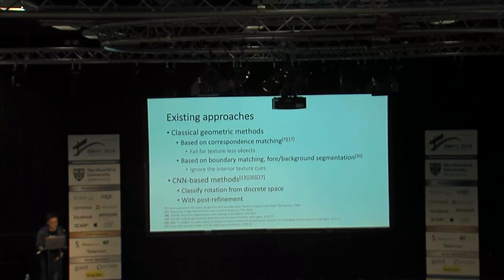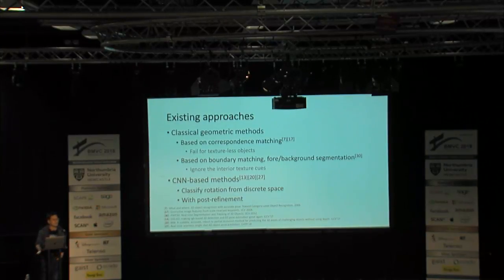So with the huge development of recent years with neural networks, there's a bunch of CNN-based methods as well. The idea of these methods also follows classical geometry. They have a CNN to predict an initialization of the pose, and then use another process, post-processing we call it, to refine the pose.